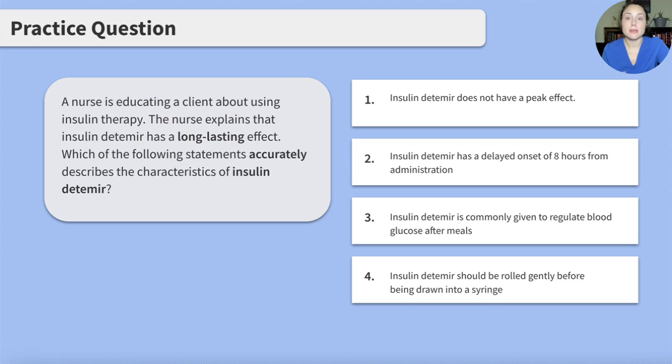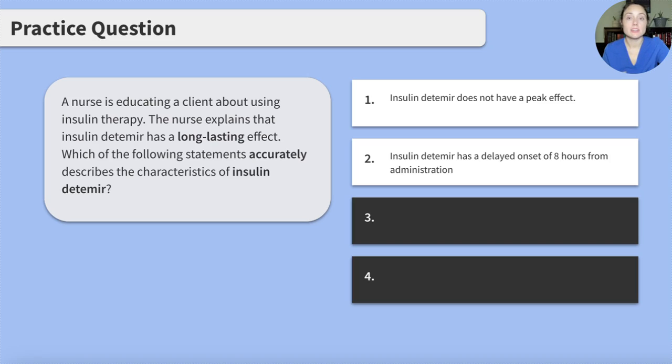Do you remember what type of insulin that is? Yes, a long-acting insulin. We're looking for a statement that is accurately describing a long-acting insulin. Right off the bat, I have 2 that I want to eliminate. Can you spot them? Options 3 and 4. Option 3 is a characteristic of rapid-acting insulin, and 4 is a characteristic of intermediate-acting insulin. With those 2 eliminated, that leaves us with options 1 and 2.